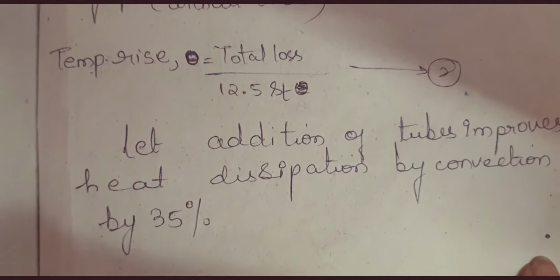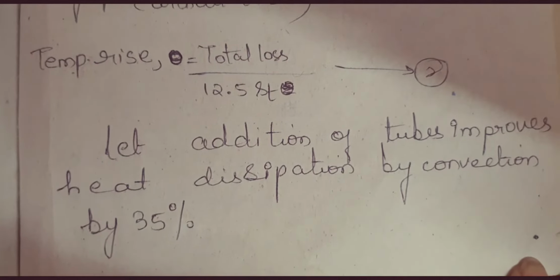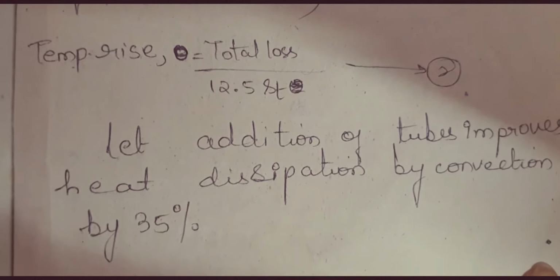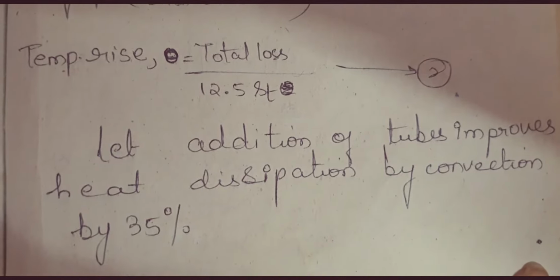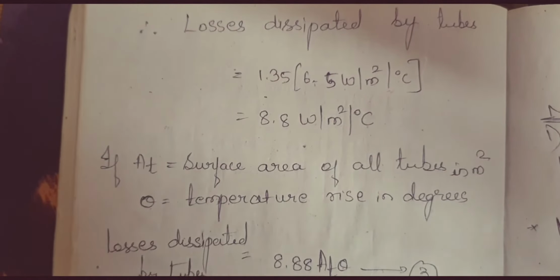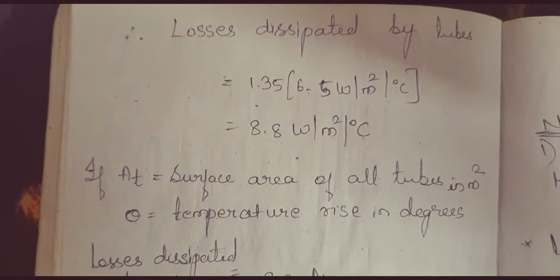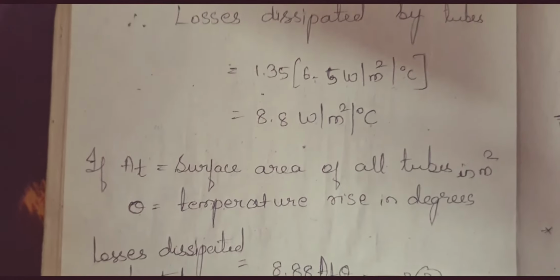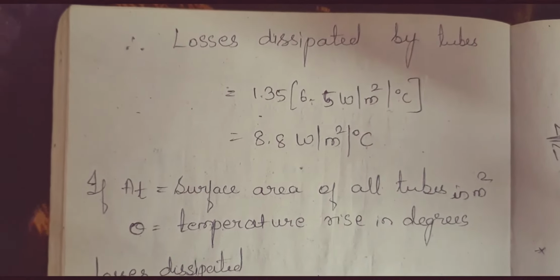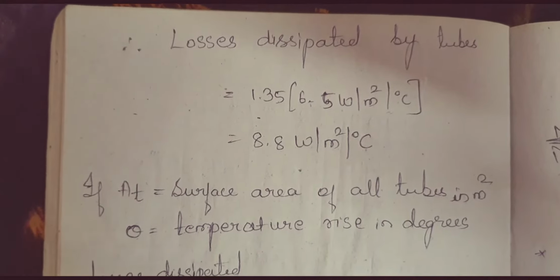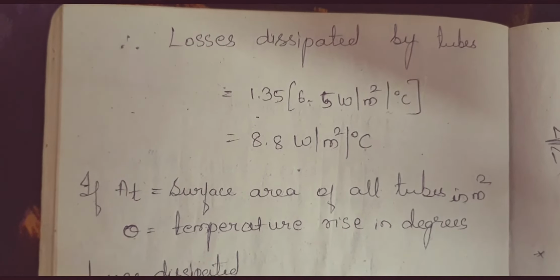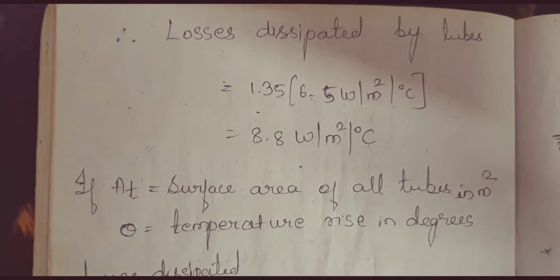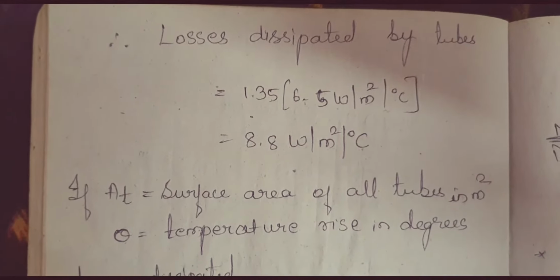Let us continue. Now let us assume that we have added some cooling tubes to the transformer. Therefore, it improves heat dissipation by convection by 35%. After adding cooling tubes, the convection process will improve by 35%. Therefore, losses dissipated by tubes can be given as 1.35 into 6.5 watt per meter square per degree Celsius, which is nothing but 8.8 watt per meter square per degree Celsius.